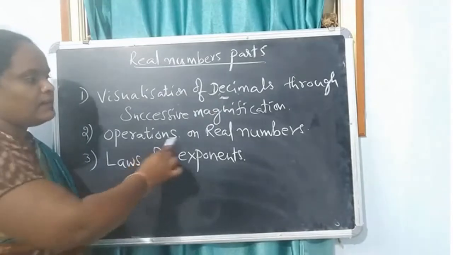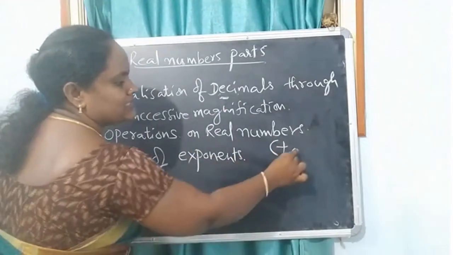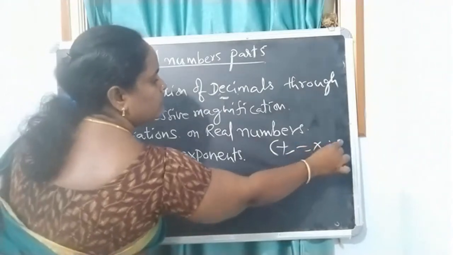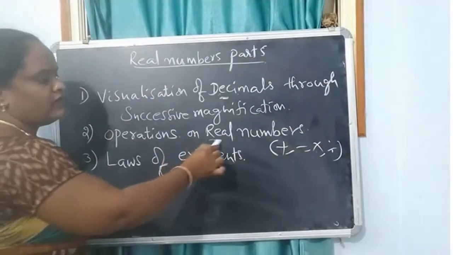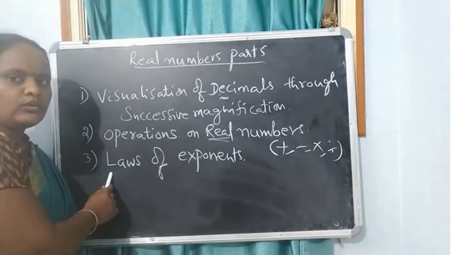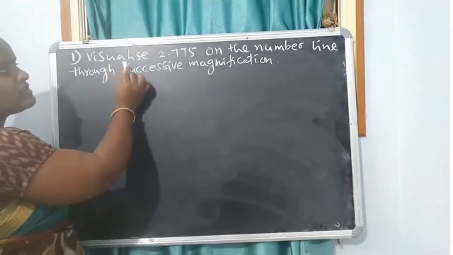The second one is operations on real numbers. What are the operations? These are the basic operations: plus, minus, into, division, which means sum, difference, product and quotient of real numbers. Third, we are going to revise the laws of exponents which you have studied in class 8. I have taken a question here.